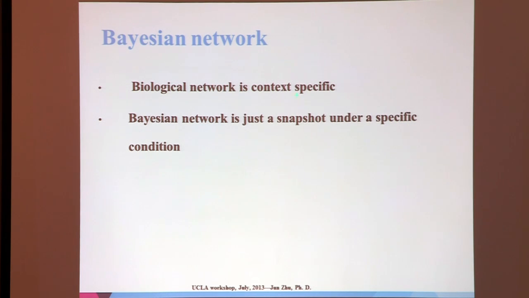So anything we call a biological system is context specific. A Bayesian network is just a snapshot of a specific condition. It is not a general form that represents everything. So you should always consider the context in which you generated the data, and this network can represent that data.